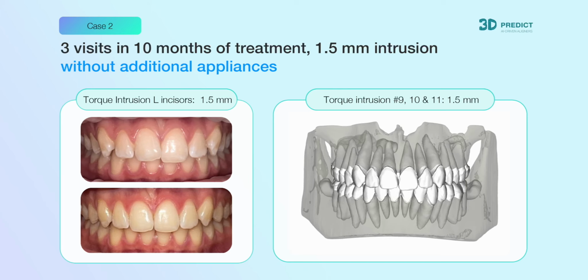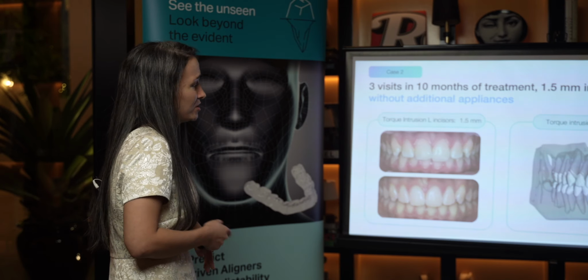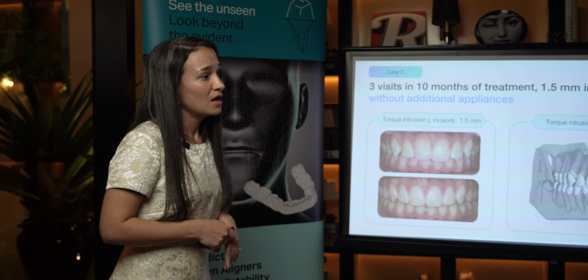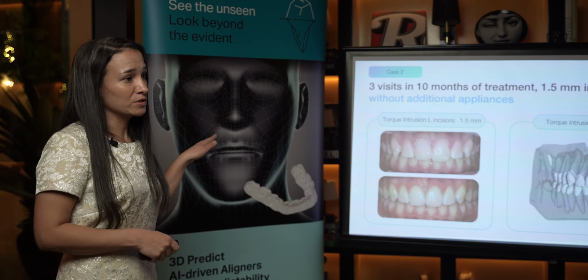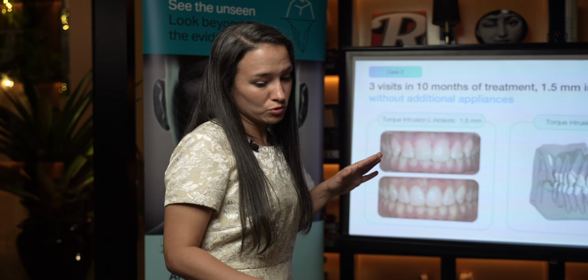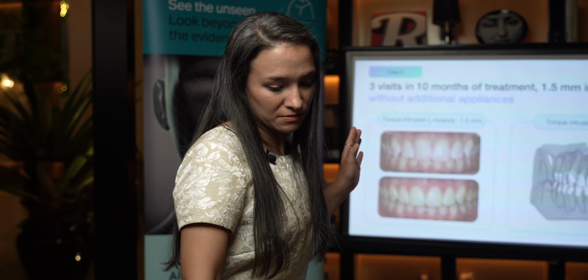As you can see here, a lot of intrusion, torque intrusion of the lower incisor, 1.5 millimeters. Torque intrusion of those upper anterior, 1.5 millimeters too. So in total, 3 millimeters of intrusion upper and lower combined. And this was only 3 visits. Even with the supernumeraries, it was only 3 visits. So it was 1.5 millimeters of intrusion with just a plastic.